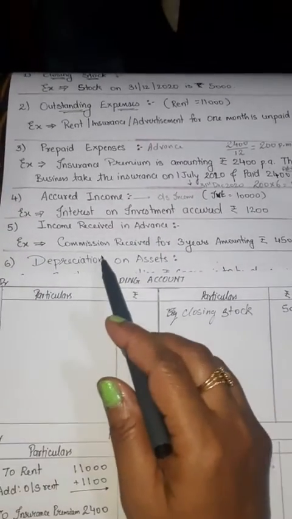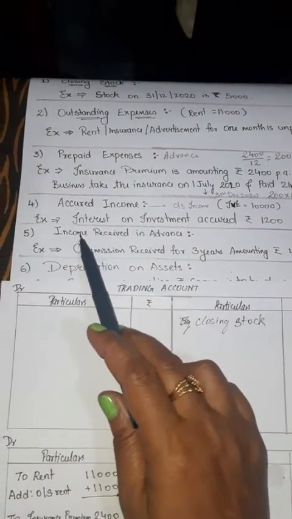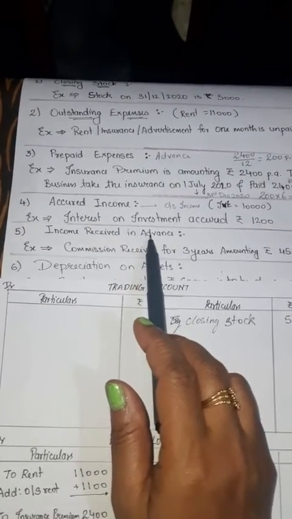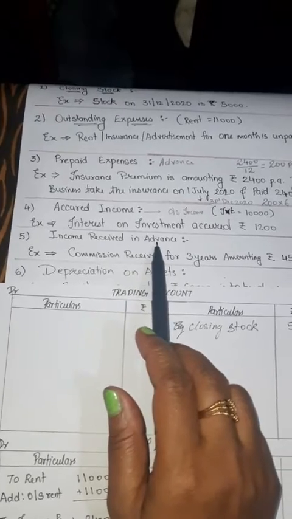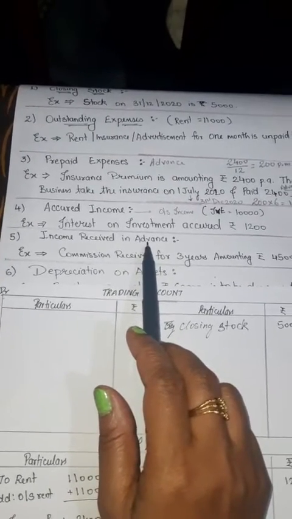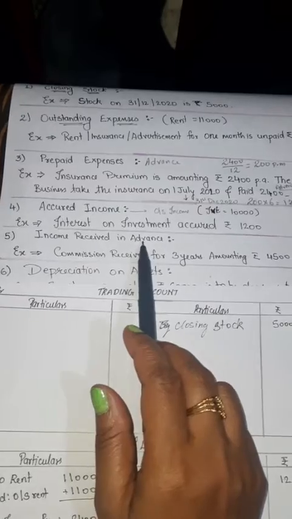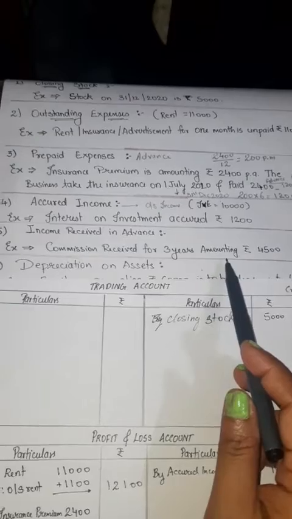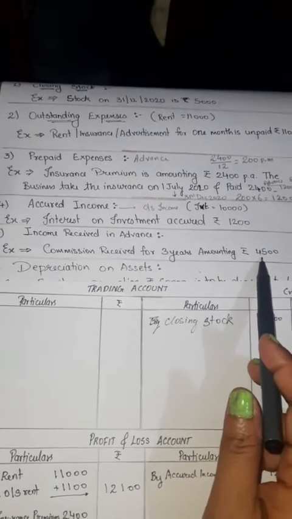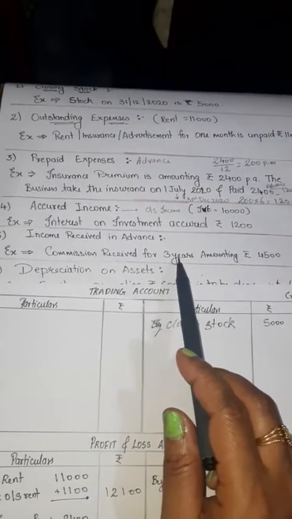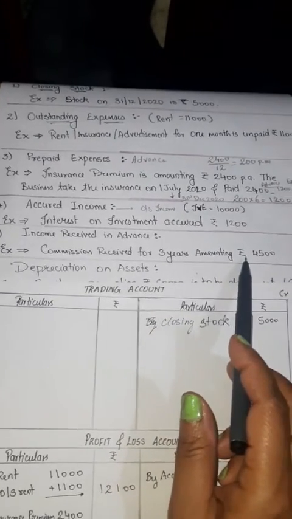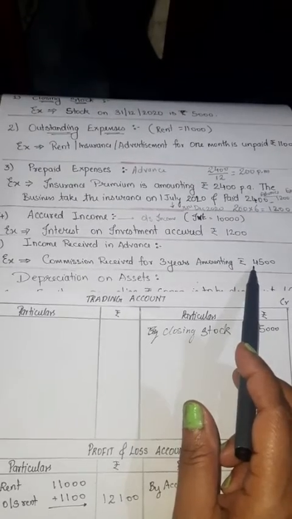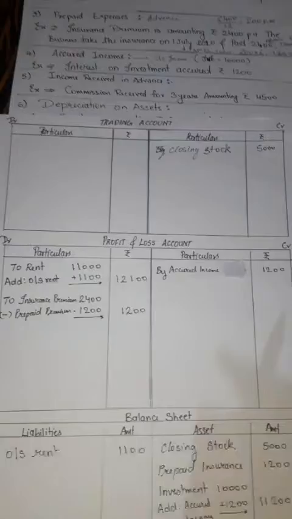Let us move to the fifth adjustment. Fifth adjustment is income received in advance. So students, if we are receiving any income in advance, that means it's our liability to give back the amount if it is asked for. So suppose, for example, it is commission received for 3 years amounted rupees 4,500. So we have received a commission for 3 years and the amount is 4,500. Let us see how the posting of this item will take place first.